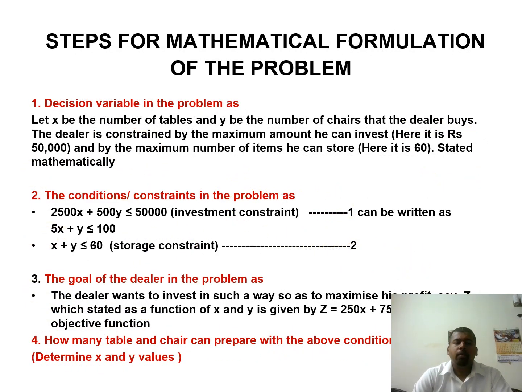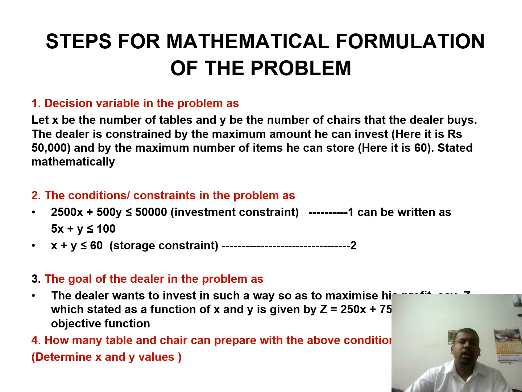Now I am going to convert the general problem into a linear programming problem. For this I need certain inputs. One is the decision variable. Here the dealer is going to sell two products, one is the table and the second is the chair. So I am going to take x as the table and y as the chair. This is the decision variable I am framing in this problem.